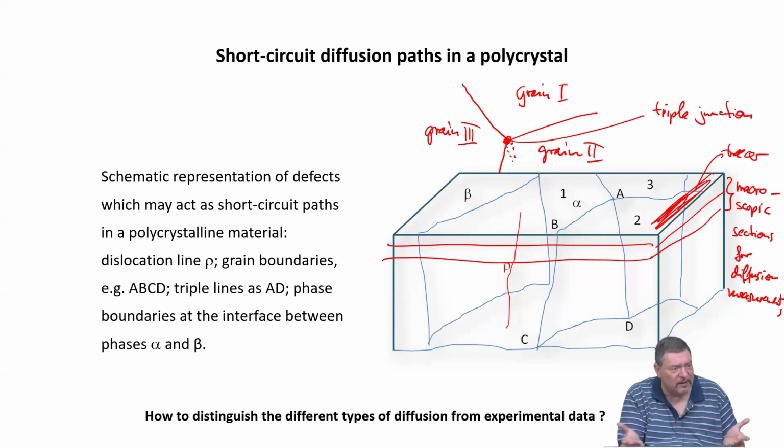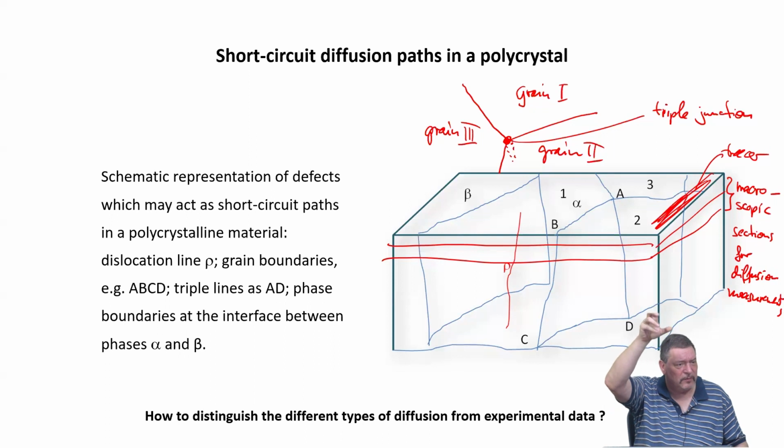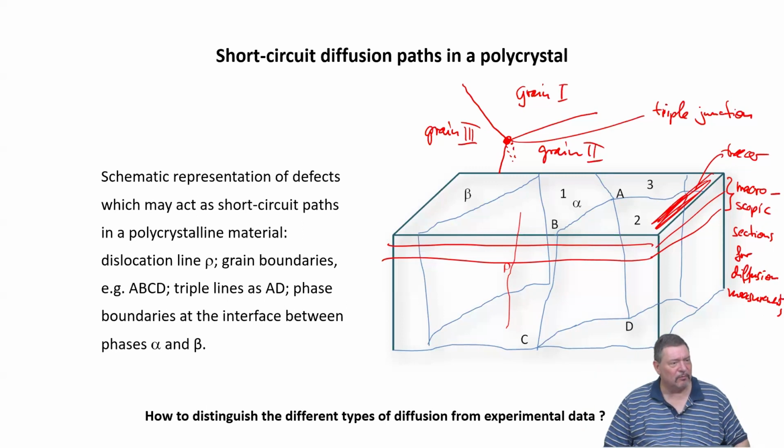Because we basically then count all the tracer atoms in this slice, right? How do we know whether the tracer atom has diffused along a grain boundary or along a dislocation pipe or just in the grain interior?